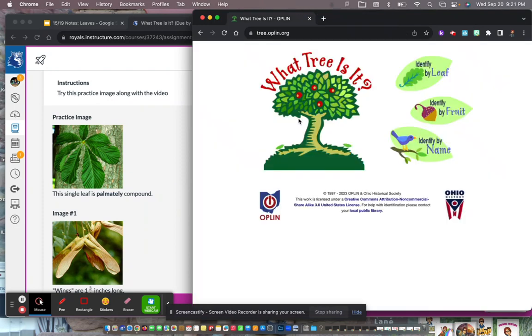Okay, so when you get to what tree is it, you have three choices. You can identify a tree by its leaf, by its fruit, which remember might not look like a fruit like you think of it, or by its name. Well, the whole point is you don't know the name of the tree, so we're never going to use the one with the little bird on it, but we are going to use these two. So what do we have in this picture for the practice image? Well, it's a leaf. So on my What Tree Is It page, I'm going to click Identify by Leaf.